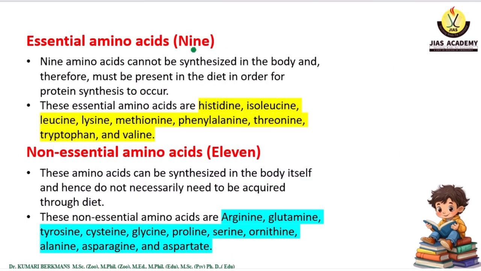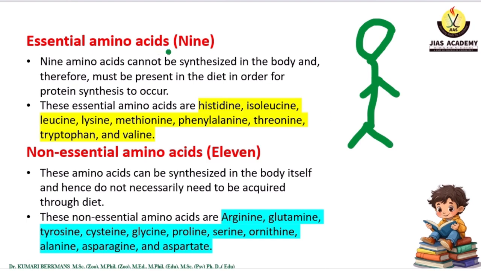There are two types of amino acids. One is essential amino acids, another is non-essential amino acids. Why is it called an essential amino acid? Our body is unable to produce these, so they are called essential. We need to obtain that amino acid, so it is called an essential amino acid. How many are there? It is 9. What are they? Histidine, isoleucine, leucine, lysine, methionine, phenylalanine, threonine, tryptophan, and valine.